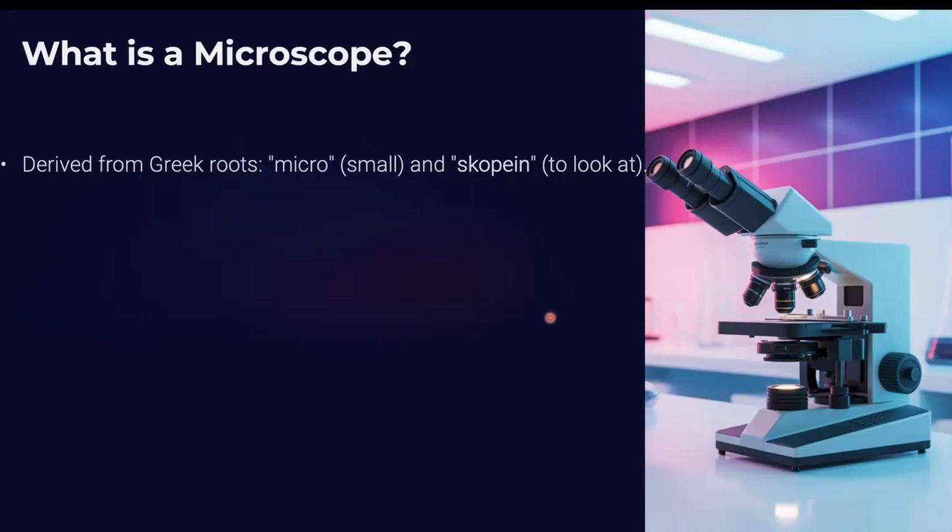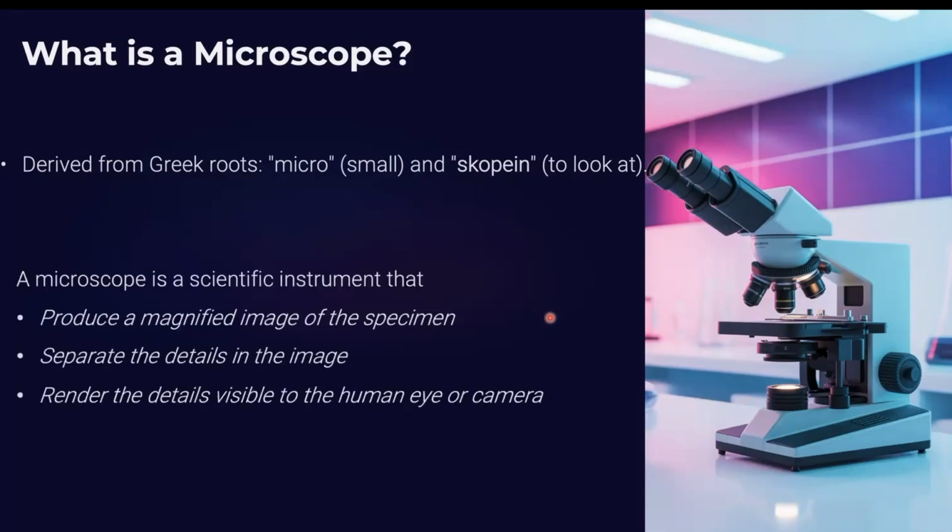Originally, the idea of the microscope is to simply magnify an object that is not visible to the naked eye. But today, microscopes can solve the complete structure of biological molecules or virus particles within a few days' time. Therefore, a microscope is a scientific instrument that produces a magnified image of the specimen. It has the ability to separate the details in the image, and it renders the details visible to the human eye or camera or any form of a detector.